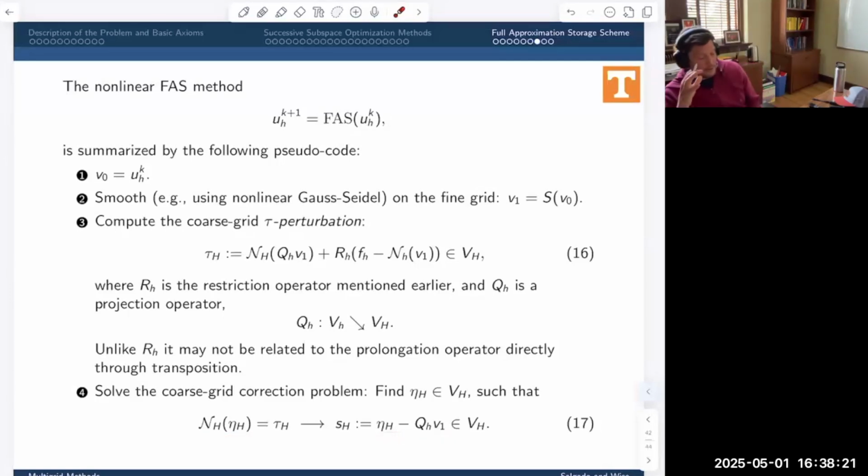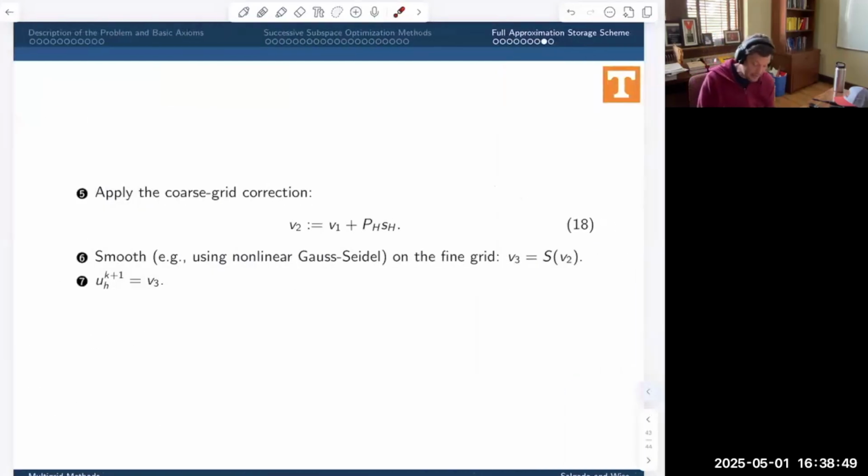Remember, FAS is in the spirit of the two-grid method. I'm thinking about solving this exactly on the coarse grid. Once I have that, I'm going to subtract N capital H minus QHV1. That function lives in V cap H, and that's going to be the pre-correction. Now everything proceeds in the same fashion as before. I take SH and push it to the fine grid. This is called the coarse grid correction, that PHSH. I add it onto V1, which I had to save, and that gives me V2.